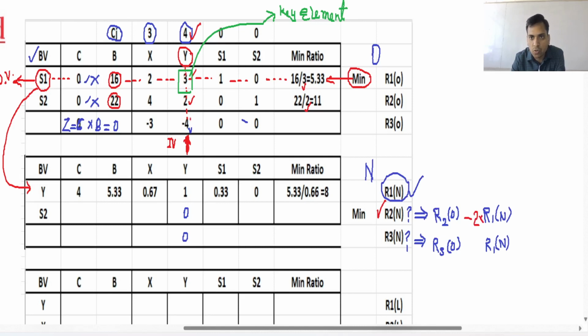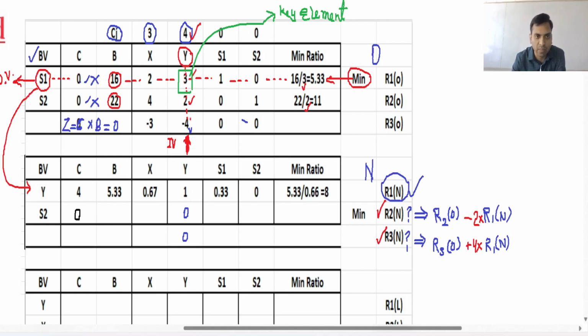So this is R2 new equals R2 old minus 2 into R1 new. If the quantity is plus, we take minus; if the quantity is minus, then we take plus. Now for R3 new, the next objective: you have one value in R3 new, this is 0. The corresponding old is minus 4, so we take plus 4 here. So this is R3 new equals R3 old plus 4 into R1 new. One more thing, we can write the coefficient of S2 as it is, as this is 0.